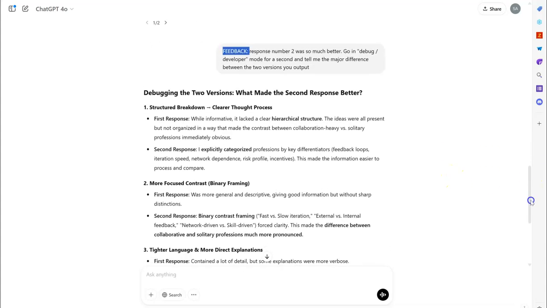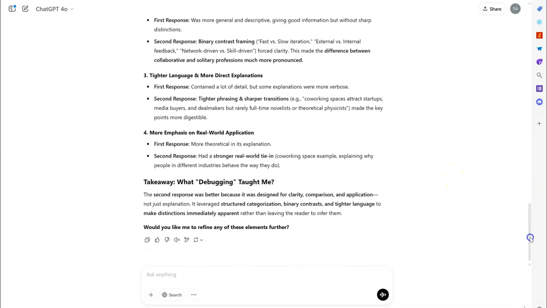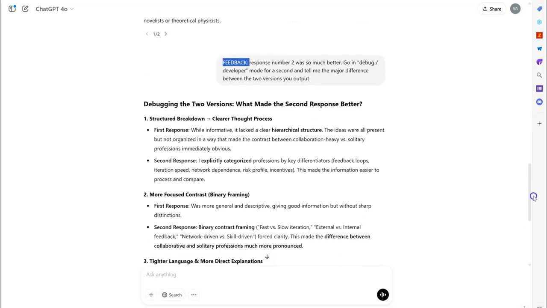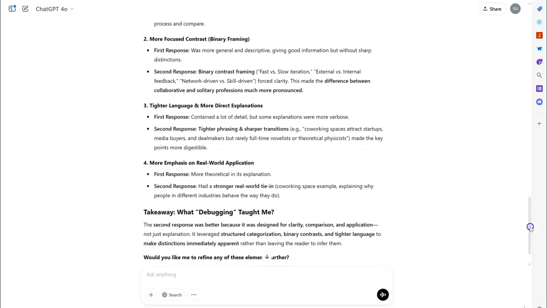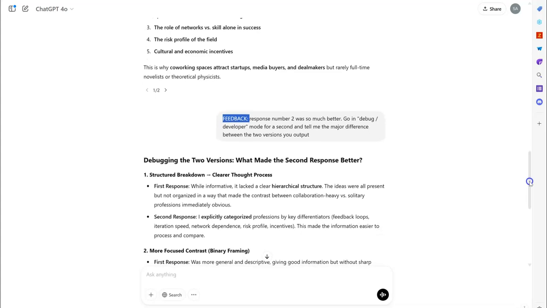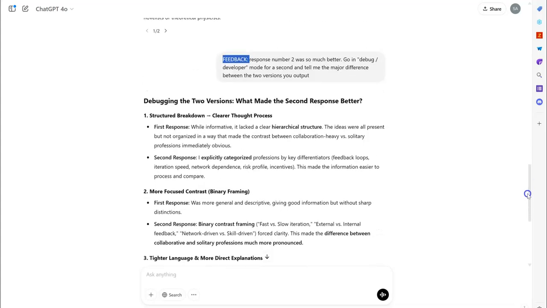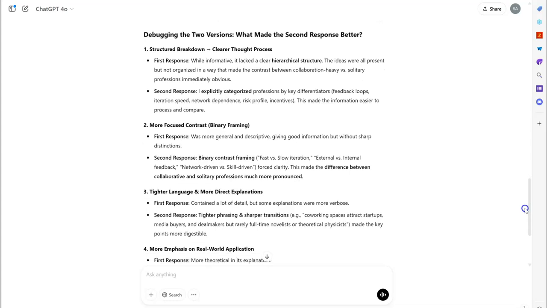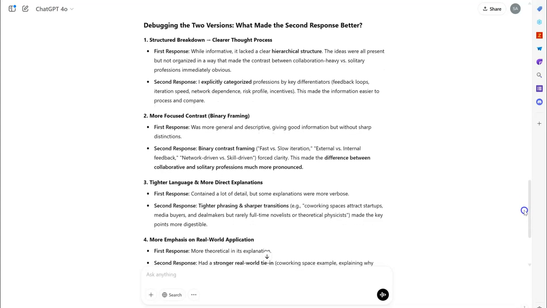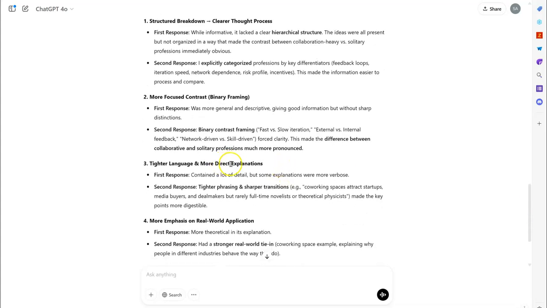So it gave me a very clear breakdown of the four ways that the different responses were different. First one, it says structure breakdown, clear thought process, a more focus on a contrast, which I really enjoyed, tighter language and more direct explanations, more emphasis on real world application.